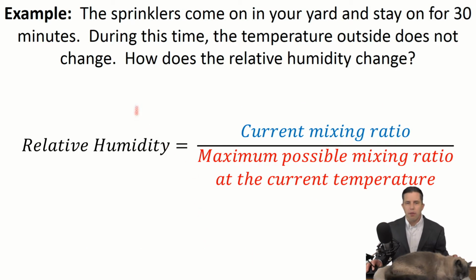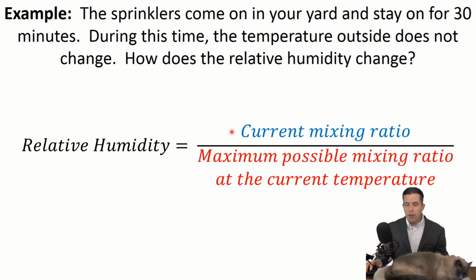Let's do another example. So the sprinklers come on in our yard and they stay on for 30 minutes. And it says during this time the temperature outside does not change. How does the relative humidity change? So could we change the top part of this fraction? Well, if we're sending streams of water through the air in tiny droplets, there's a very good chance that a lot of that water, at least a portion of it, is going to evaporate, and we're going to add water molecules to the atmosphere. Right? That's not what a sprinkler is trying to do. A sprinkler is trying to sprinkle the grass, but it goes through the air, and you're guaranteed to have some evaporation.